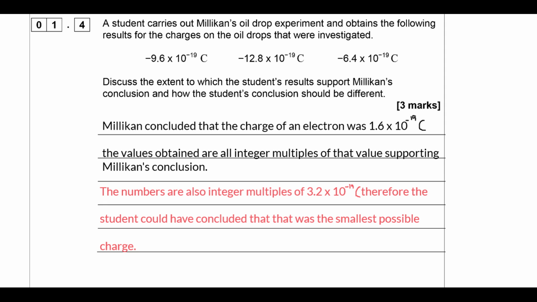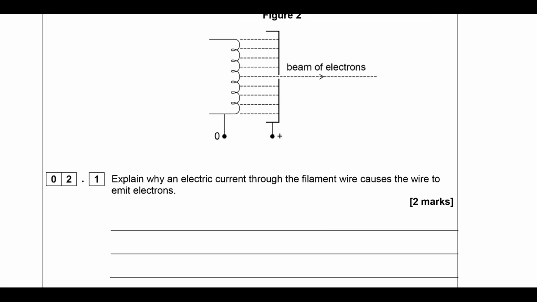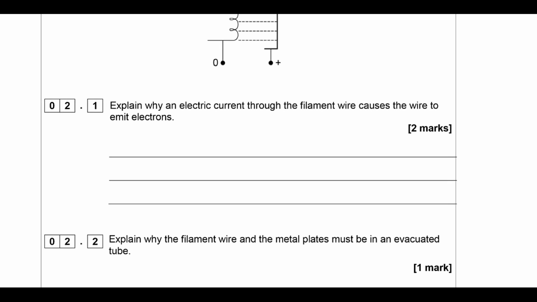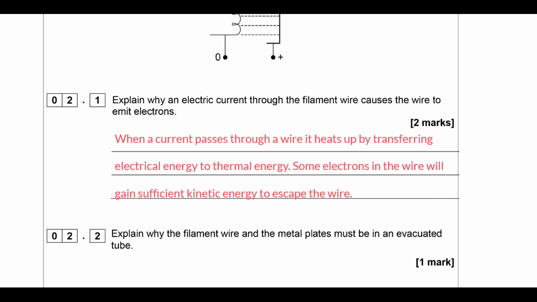Let's move on to the next question. So we've got a filament emitting electrons which are being attracted towards a positively charged metal plate with a hole in it. Explain why an electric current through the filament wire causes the wire to emit electrons. So you should know from your circuitry that when you put a current through a wire, it will heat up, and that might mean the electrons gain enough energy to escape.